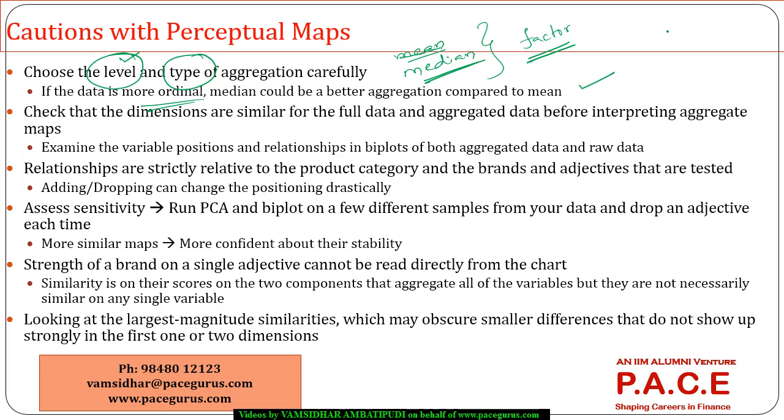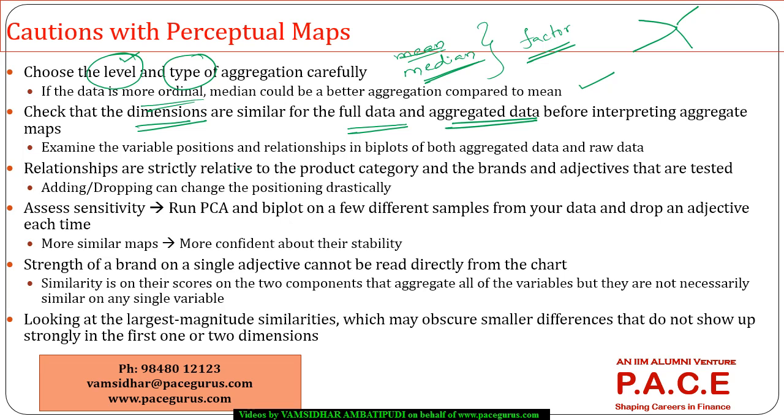Remember, the intention of the principal components is always to reduce the dimension of the variable so that I can really see where I am with respect to each of these factors. Check the dimensions, check whether the dimensions are similar for the full data and the aggregated data. So when I am talking about the dimensions, I am looking at both the raw data as well as the aggregated data. See that I can go with a biplot for both of them. So I have to really see that the dimensions of the data is more or less similar.